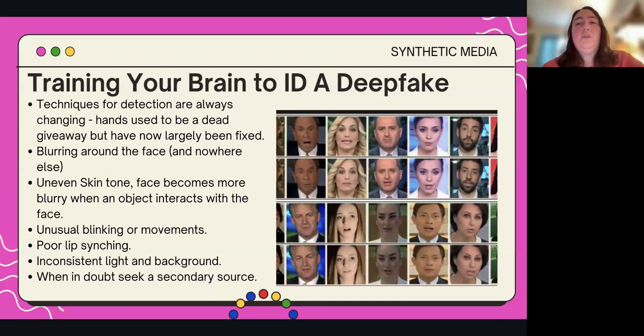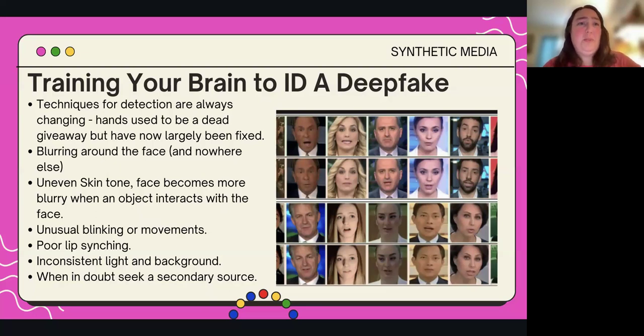Also, you can usually tell because there's significant blurring either around the face and nowhere else in the image. So the face will be blurry, but from the shoulders, there's nothing blurry. Like that photo of the little boy, you can see uneven skin tone. And also the face can become very blurry when an object interacts with it. So if somebody goes to rub under their eye or move their hair, things can go out of control because the anchor points don't know what to do.